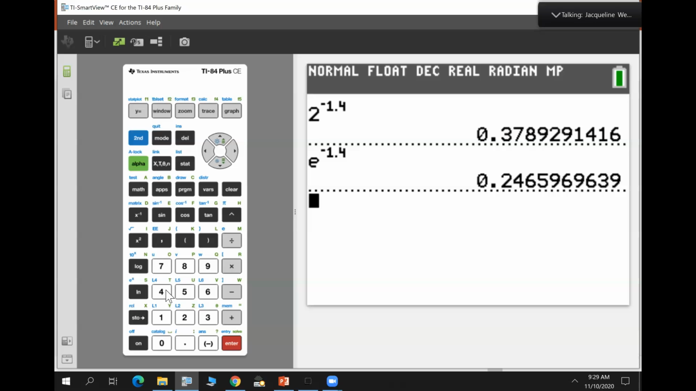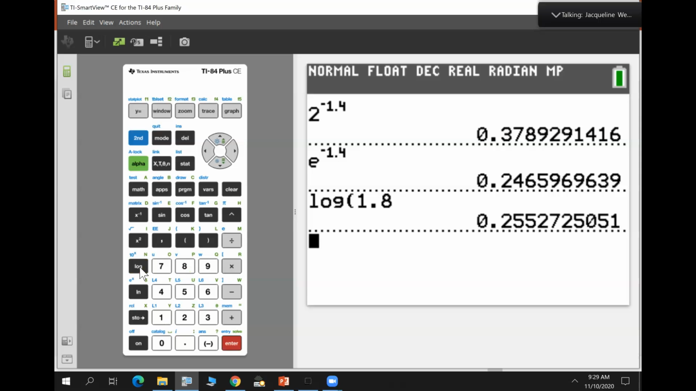And then log of 1.8. When there's no base, we assume that's the common log, the base of 10. So I could just type in log of 1.8. And then they also wanted the natural log of 1.8. So natural log of 1.8.